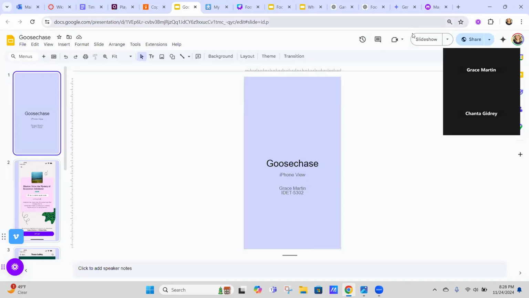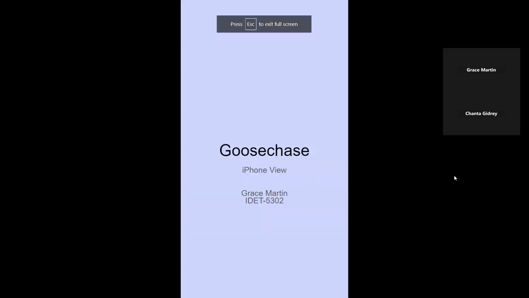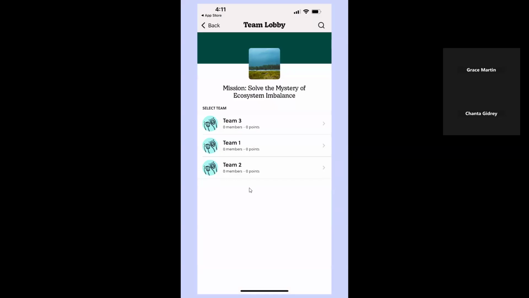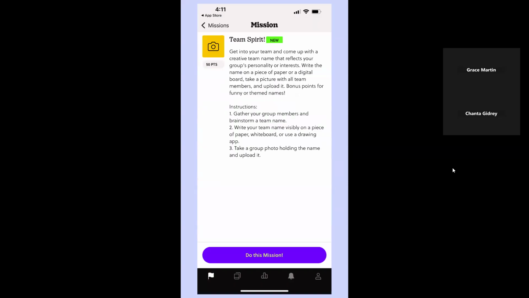To show what that looks like on iPhone, I downloaded the app and started playing around with it. So this is what students will see. They'll see how long it's open for, the learning goals, and then they join a team whenever they get on. The free version only allows you to have 3 teams, so students would have to choose between that. But if you pay for it, it allows you to do a little bit more.